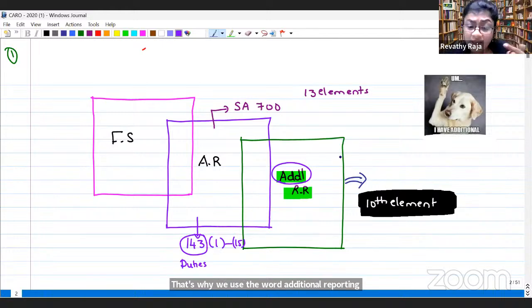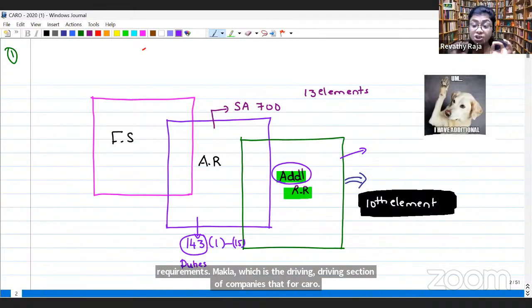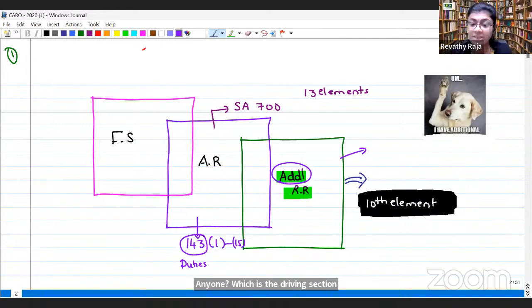Which is the driving section of the Companies Act for CARO? Anyone? Which is the driving section of CARO under the Companies Act? 143 subsection. Come on, 143 subsection 11. And are we clear with this?